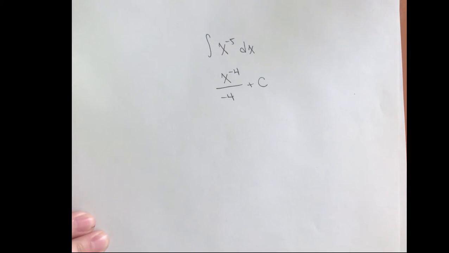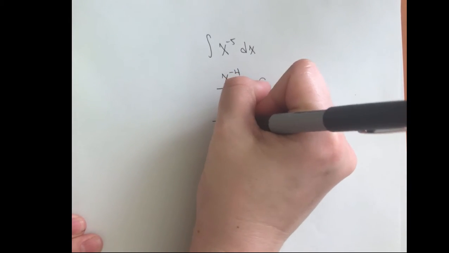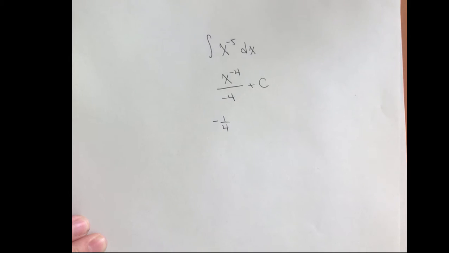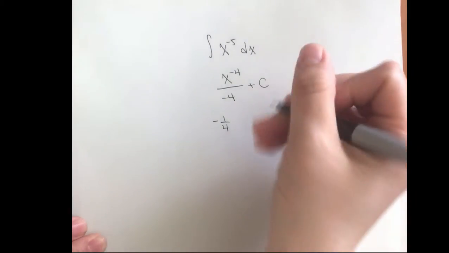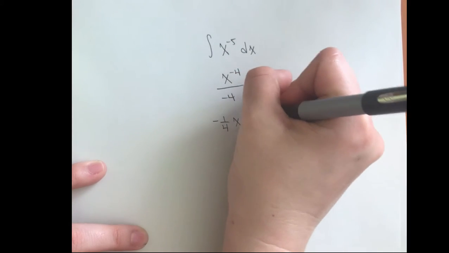Now here, I didn't show this in the previous problem, but I'm going to show it here how I would rewrite my answer to clean it up, because we always want to try to simplify and clean up our answers. I generally like to take the variable out of the fraction. So I write the fraction by itself, -1/4, and then the variable next to it.